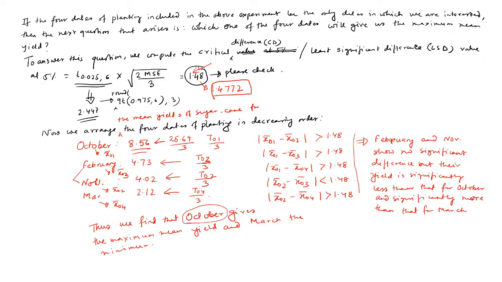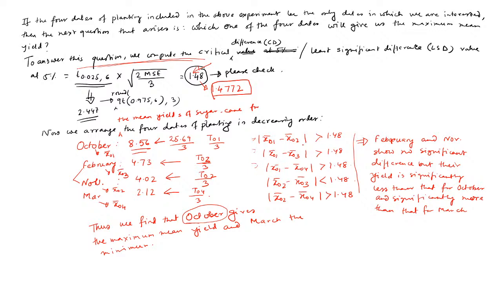Okay, last part means, first you compute this critical value. That is the critical difference. I think you can understand this. After that, you compute x1 bar, x2 bar, x3 bar, x4 bar. Now you arrange the means according to decreasing order. Then you get October, February, November, March, because October has a maximum mean, then February, then November, then March. Now you compute this part.